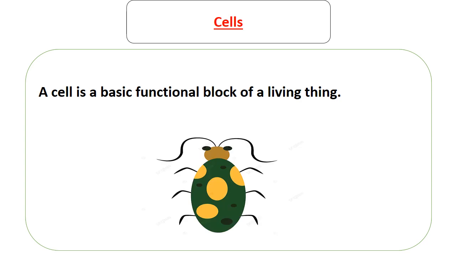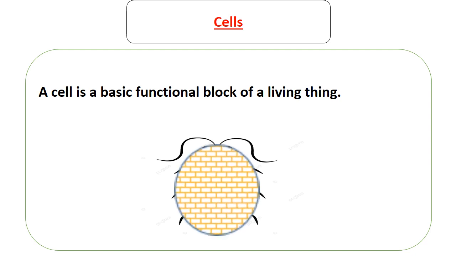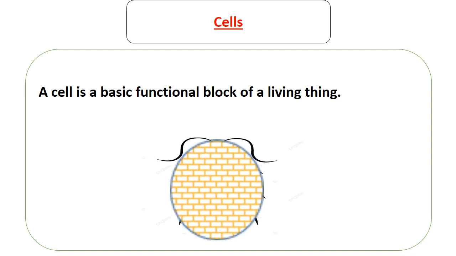Let's say I've got this living organism here. If we take a snapshot of a smaller part of it, let's say this part, there are smaller blocks that make up this living organism. These small units, small blocks, are what we call in biology cells. So we're going to study cells because a living organism must have cells.